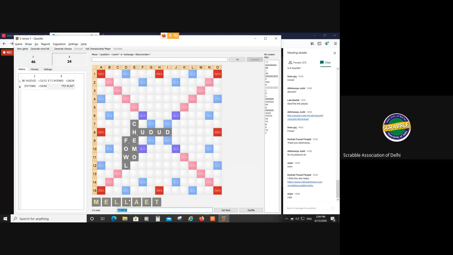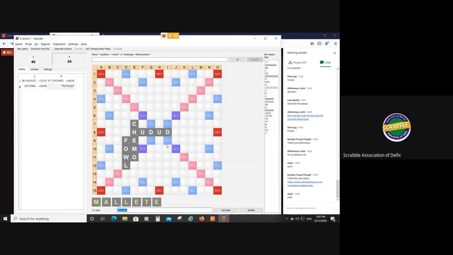So yeah, somebody's coming up with MELT. You can also come up with MALLET. MALLET is also there. But yeah, let's see what else we can use something here. Can we bingo it out?